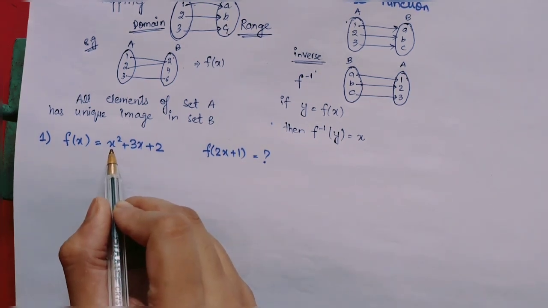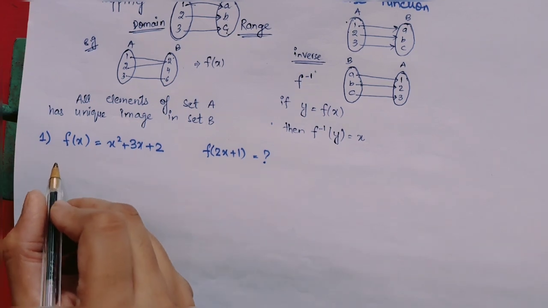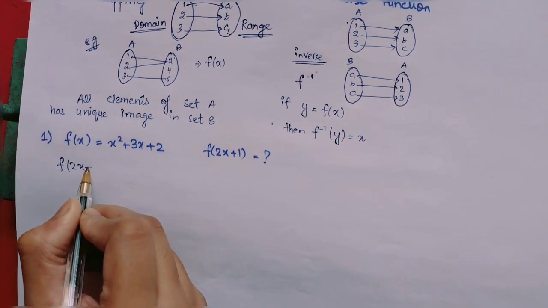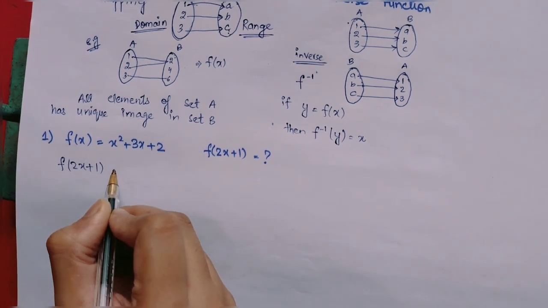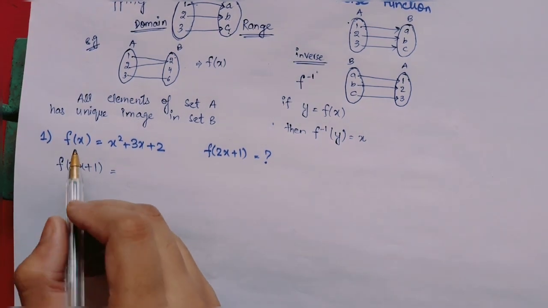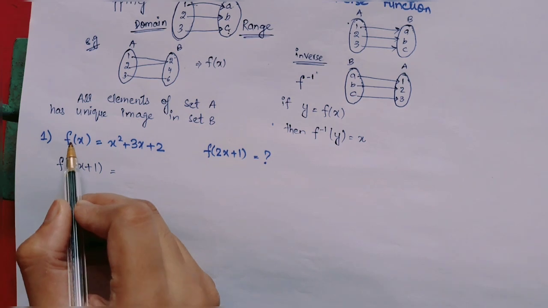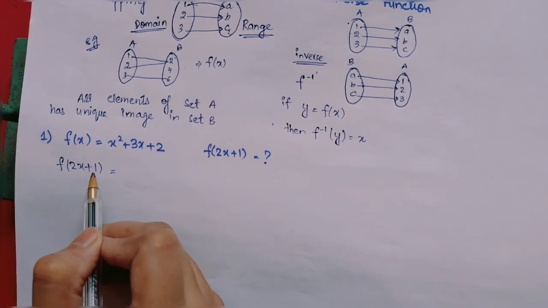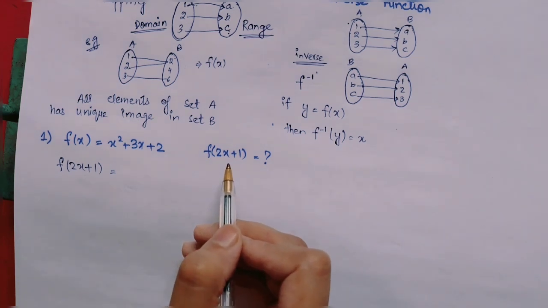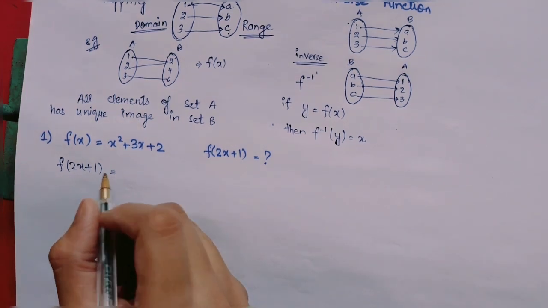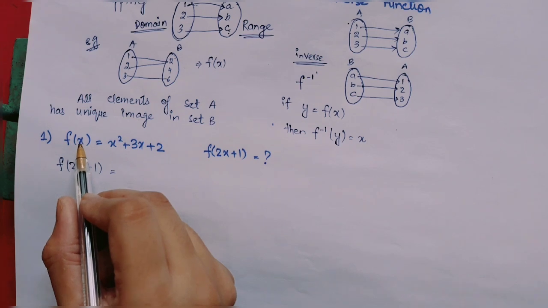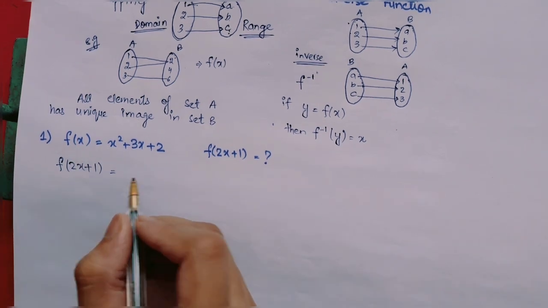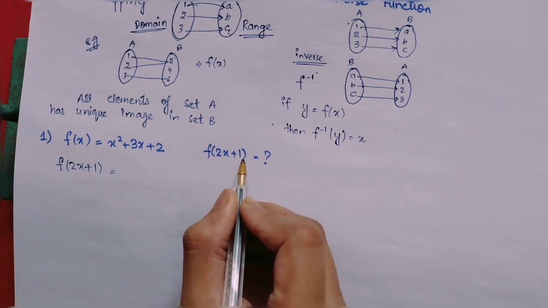the place of x. Okay, let's solve the question. You have to find f of 2x plus 1. How can you solve it? Look, the question is given as f of x, and instead of x I wrote 2x plus 1, which I have to find. So what will I do? Instead of x, I write 2x plus 1 everywhere. Okay, because I have to find the value of f of 2x plus 1.